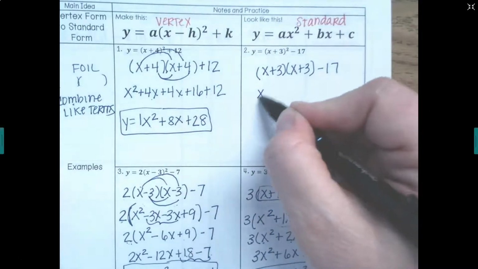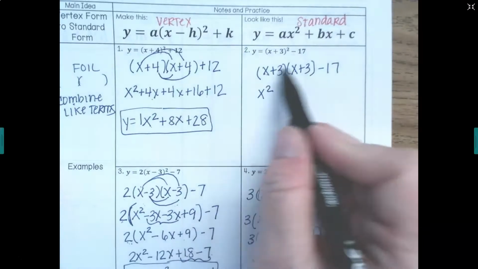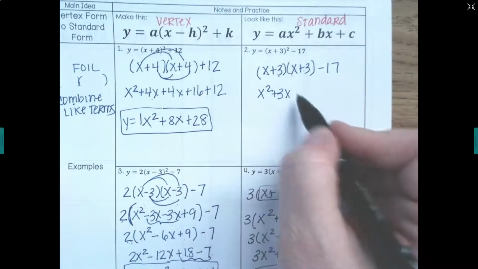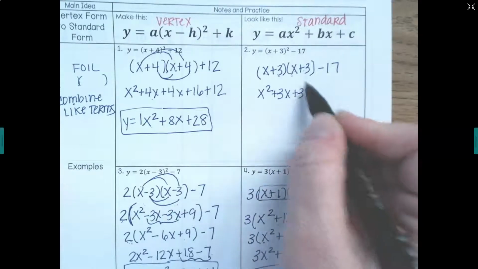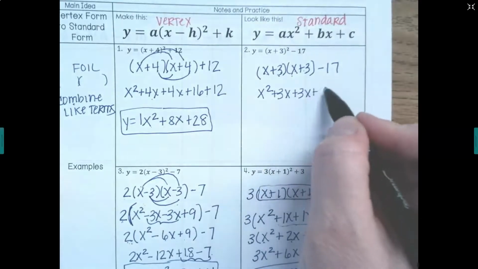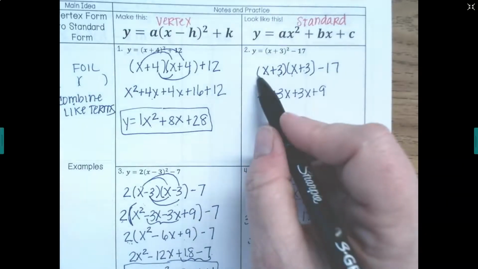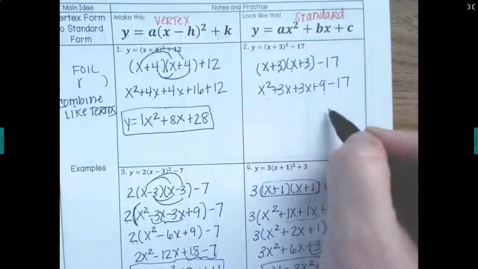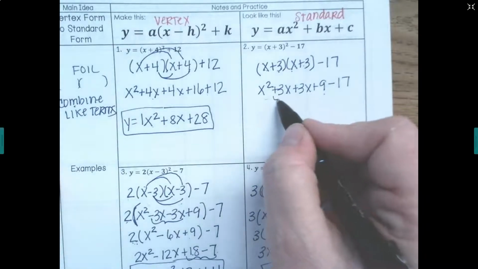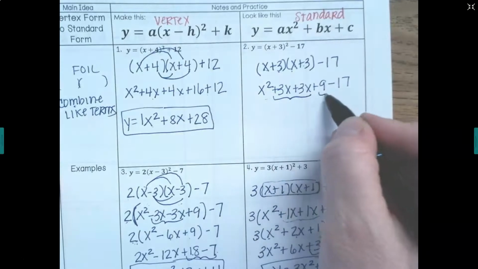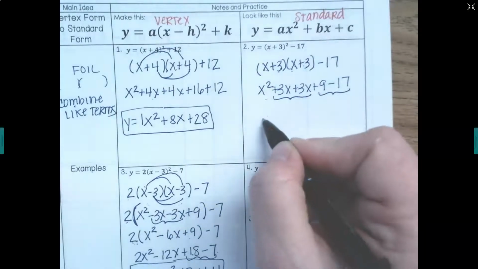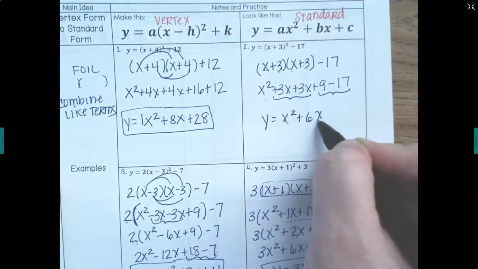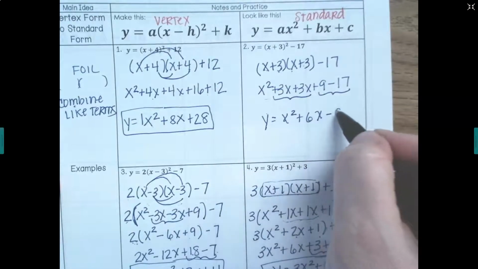X times x is x squared. X times 3 is 3x. 3 times x is 3x. 3 times 3 is 9. And because there's nothing else to multiply to that, that's why we dropped the parentheses, but there's still the minus 17. Now we're going to go through and combine like terms. We have like terms here and here. So we end up with x squared plus 6x minus 8.